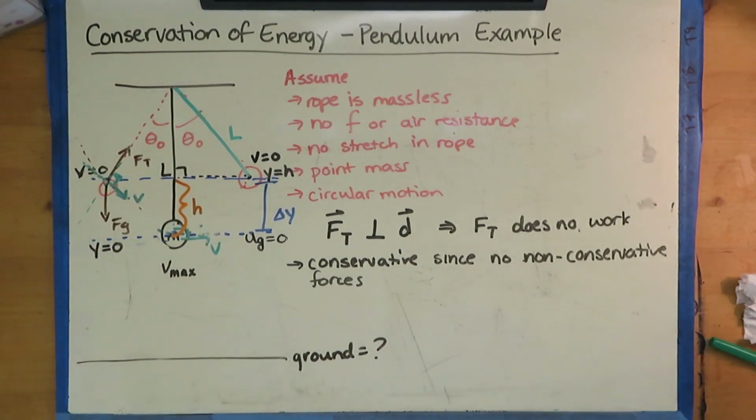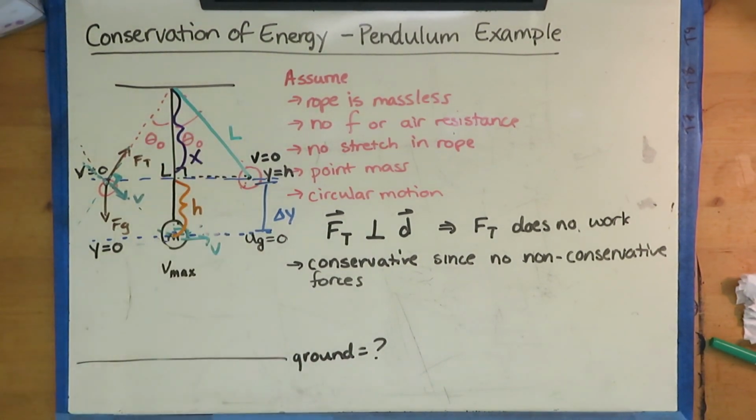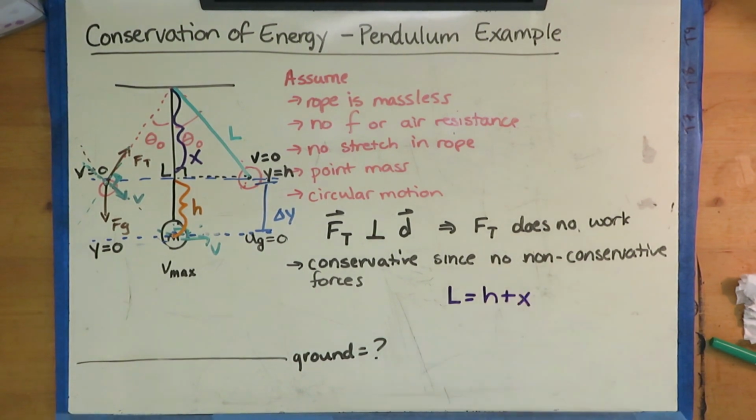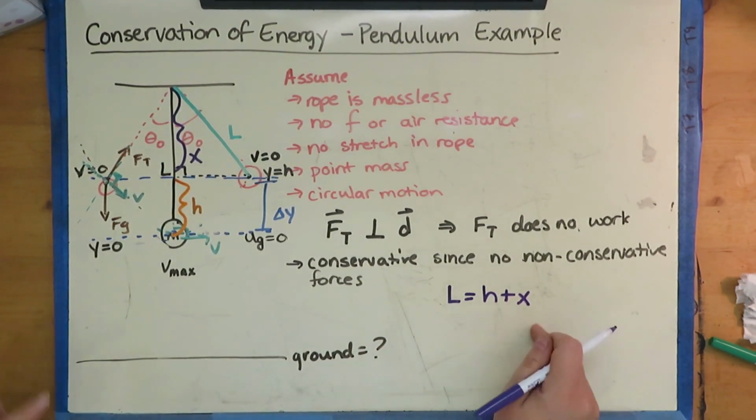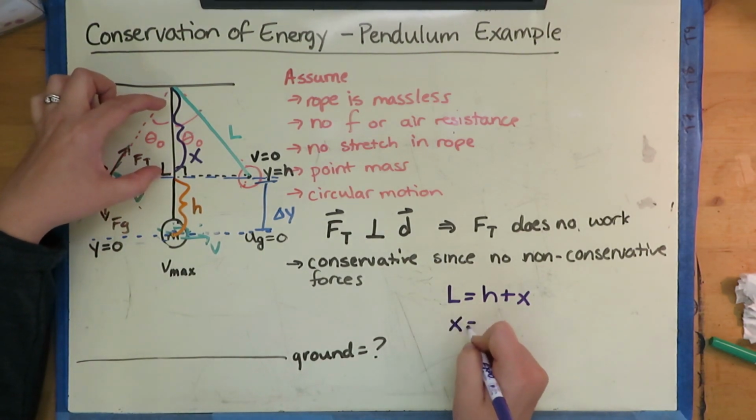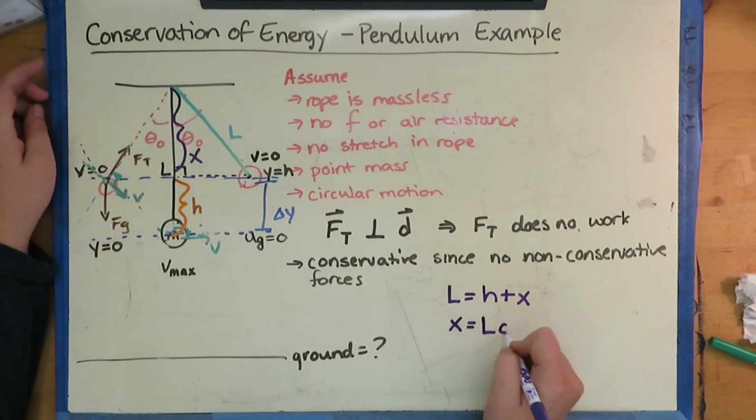So for example, if I were to label this section of the rope X, then L is going to equal h plus X. So if I could use this right triangle to find X, I'll know a lot of information. Well, X is going to be the adjacent side of that triangle. So X is going to be, and L's the hypotenuse, so it's going to be L cosine theta.